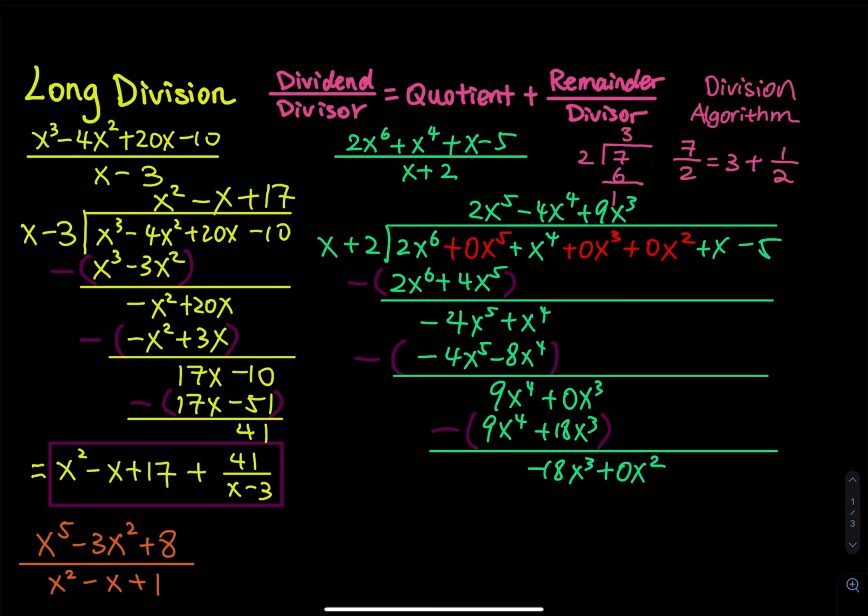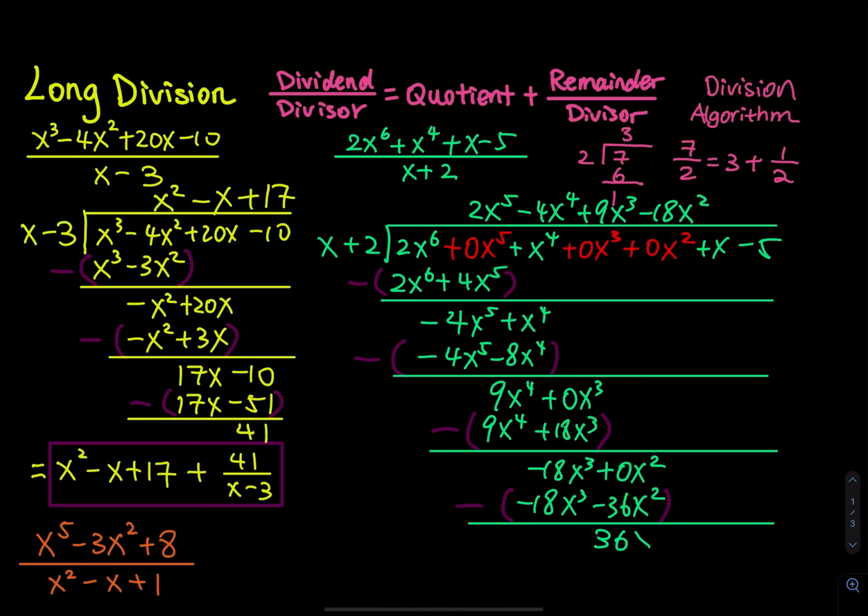So the next term must be minus 18x squared, right? Times x is minus 18x to the third. And then we have a minus 36. 18 times 2, 36x squared. And then you subtract the whole thing. You perform a subtraction. 18 minus 18 gone. 0 plus 36. So you have a 36x squared.